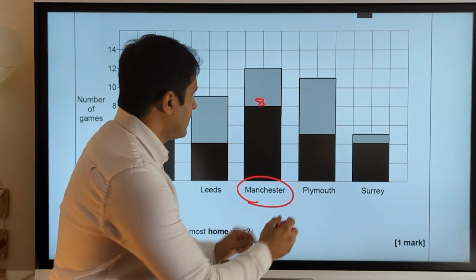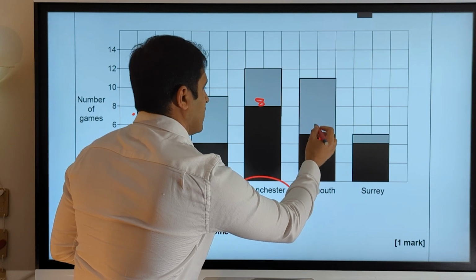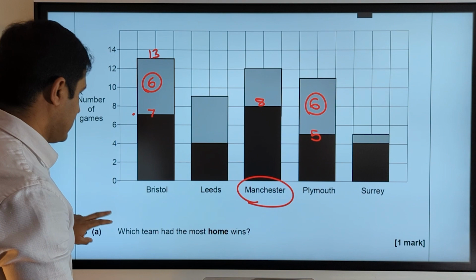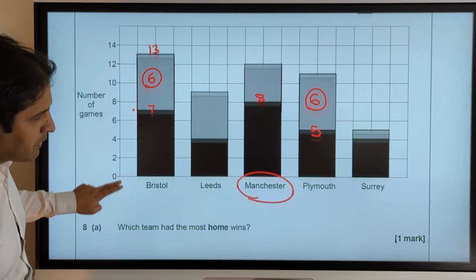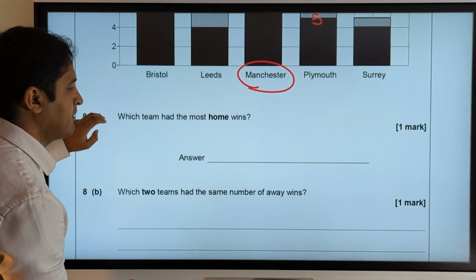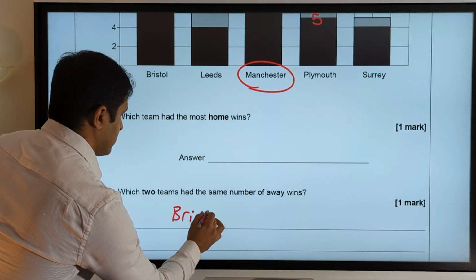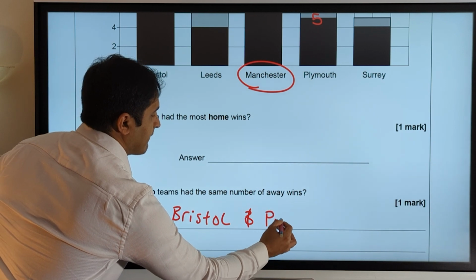And let's see here. We finish at 5, and then we finish at 11. So again, that's 6. So that's the second one. We got Bristol and Plymouth has the same number of away wins. So those 2 teams have the same number of away wins. So we have Bristol and Plymouth.